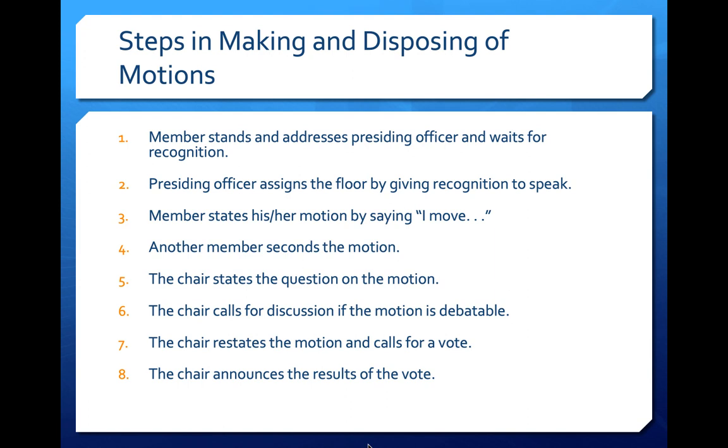The member will address the presiding officer, Mr. or Madam President, and that officer will give them recognition to speak, and then they will say, I move to, or I move that, and that's how we do the main motion. Another member has to second the motion just to make sure that there's at least two people that are interested. And then the chair will give an opportunity to discuss the motion. And then after that, there will be a vote taken, and that will be announced.